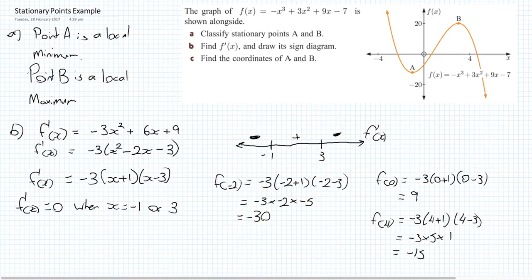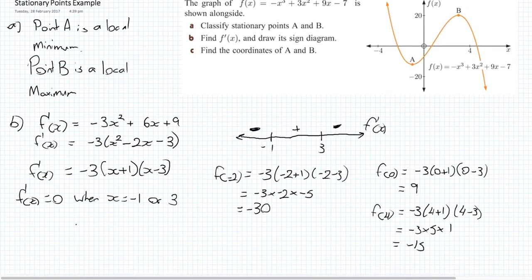Now we've got to find the coordinates of A and B. Well, we already know that we've got two values of x here, so x is -1 and x is 3 for our slope. So we know that these are the x coordinates of A and B. Now we've just got to find the y coordinates. So what we do, we just plug these numbers, -1 and 3, back into our original function and see what the value is.